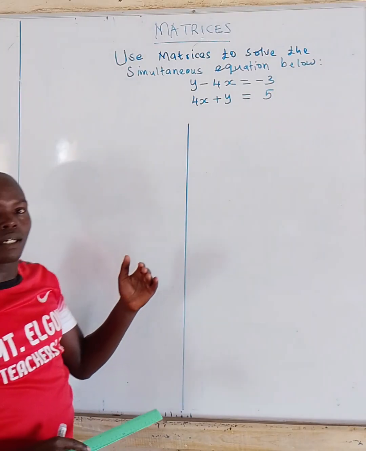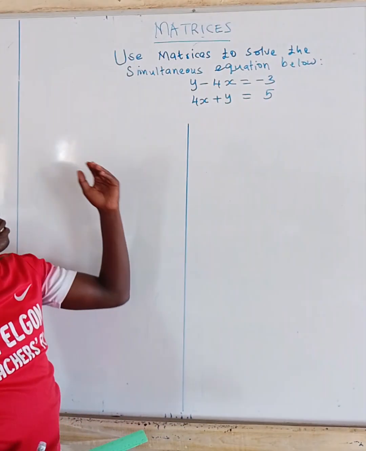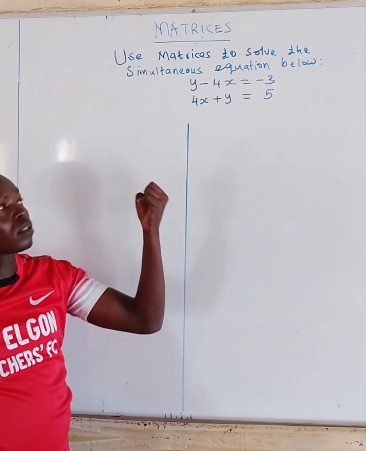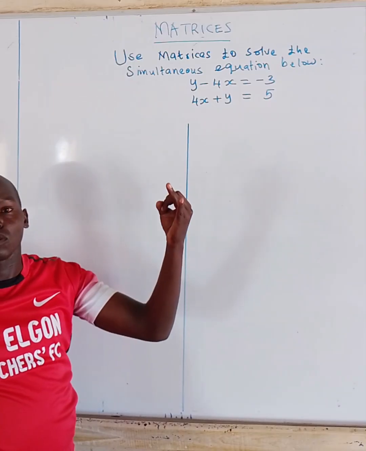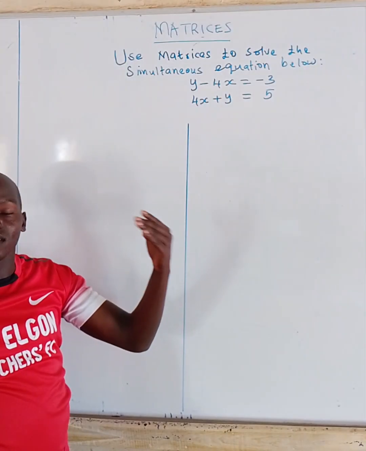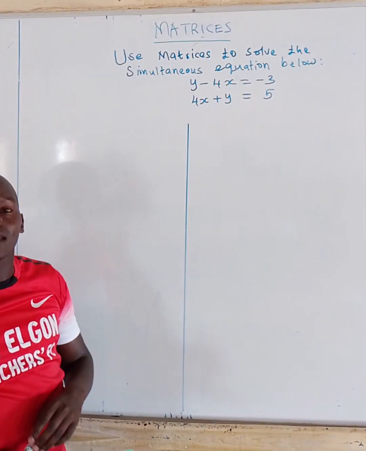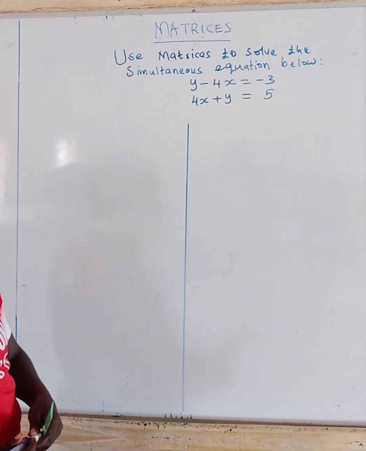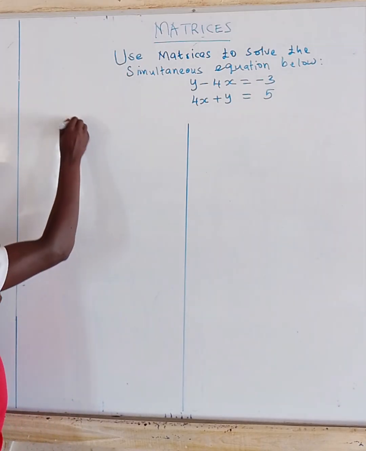Initially, there are methods we use when we solve simultaneous equations: the elimination method, the substitution method, and the graphical method. The fourth method is the matrix method. I will take you through the steps one by one. So let's look at the solution.